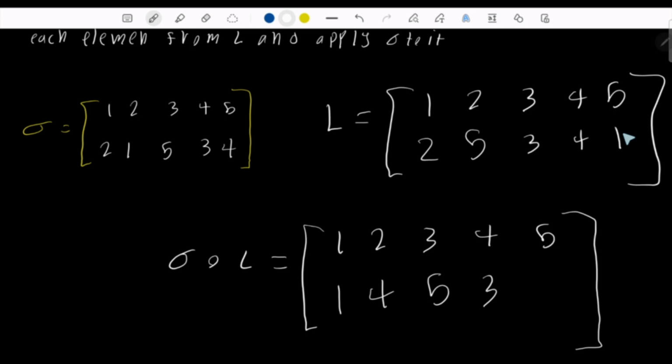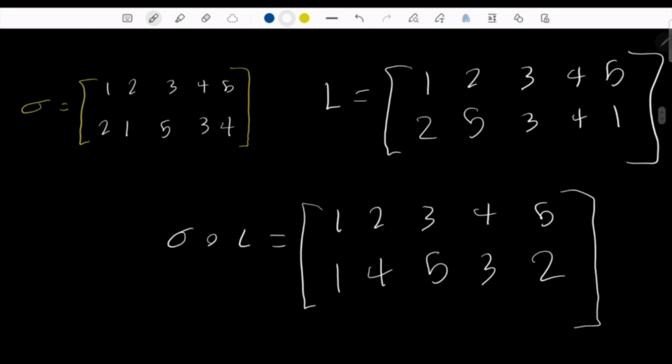5, we have here 1. We jump to the 1. 1 is under 2. So this is the answer.